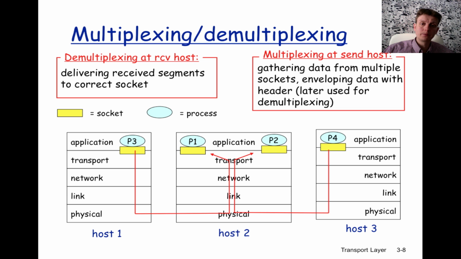Essentially, the transport layer protocols play a role of multiplexer, demultiplexer of information within the end system. So here, by multiplexing, we understand a process at a sending host which gathers data from multiple sockets, enveloping the data with the header, and this header is later used for demultiplexing. The demultiplexing process, at the same time, runs at the receiving host, and it is about delivering the received messages, segments, to a correct socket.